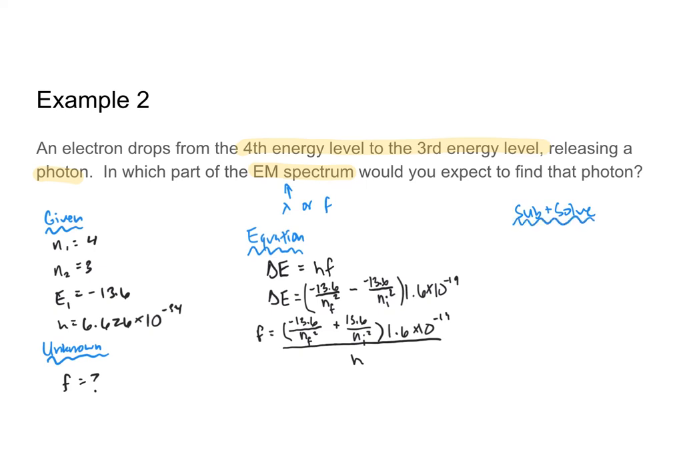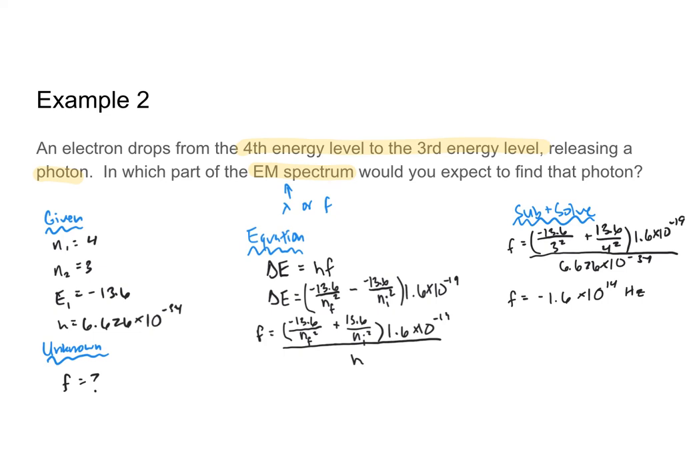So plugging in my numbers, what I get is that my frequency is equal to negative 13.6 over 3 squared plus 13.6 over 4 squared. All of that multiplied by 1.6 times 10 to the negative 19th and divided by 6.626 times 10 to the negative 34th. And I get that my frequency is equal to 1.6 times 10 to the 14th hertz.